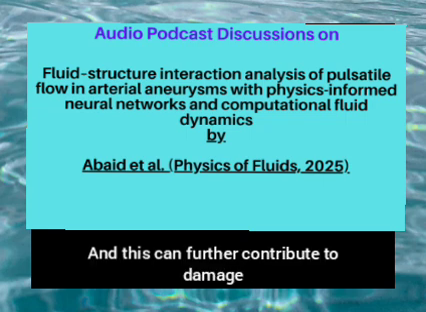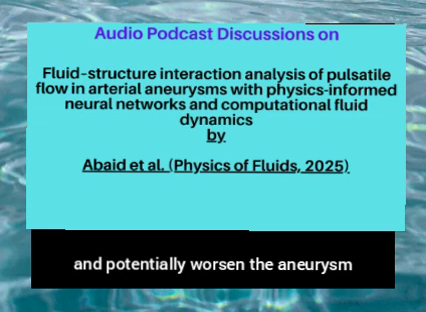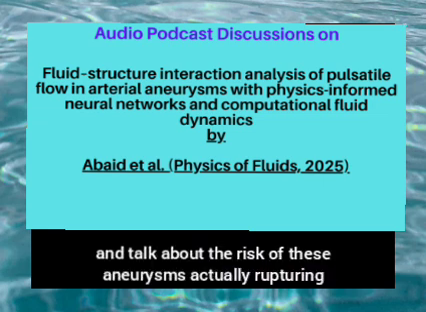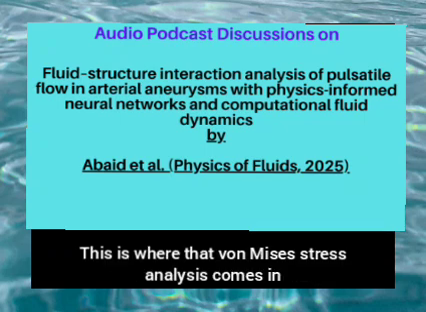Right. And this can further contribute to damage to the vessel lining and potentially worsen the aneurysm. Makes sense. Now let's switch gears a bit and talk about the risk of these aneurysms actually rupturing. How did the researchers use their simulations to assess that? This is where that von Mises stress analysis comes in.